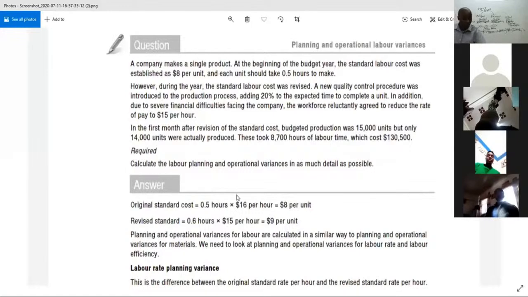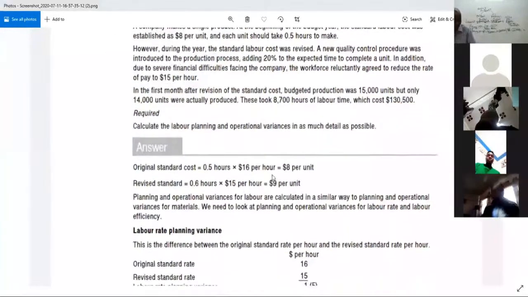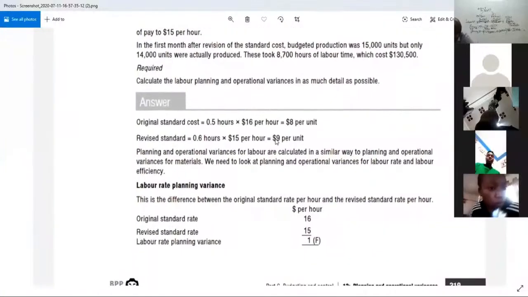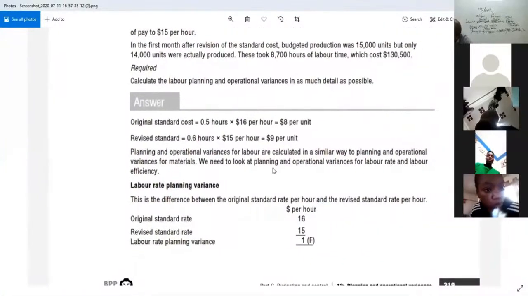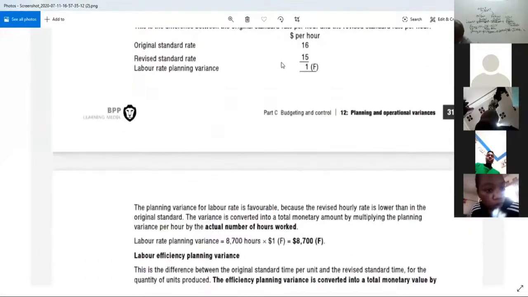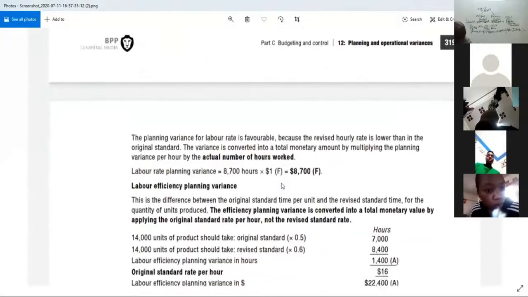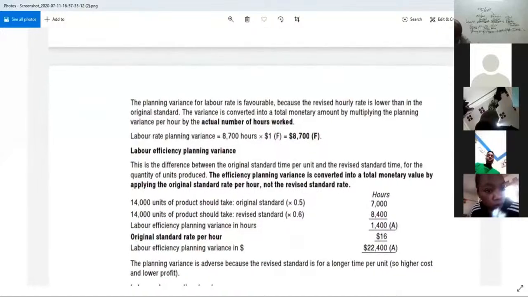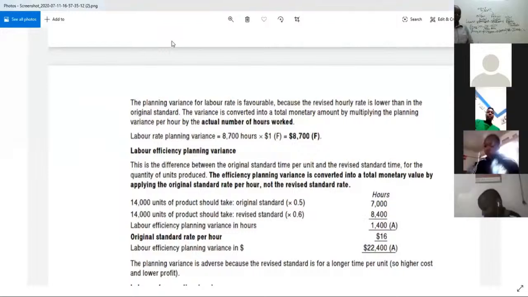If you scroll down there, look at the labor rate variance. Go down a bit. Just continue. The labor rate planning variance, are you able to see 8,700 favorable? Were we able to get 8,700 favorable for the labor rate variance? Somebody?